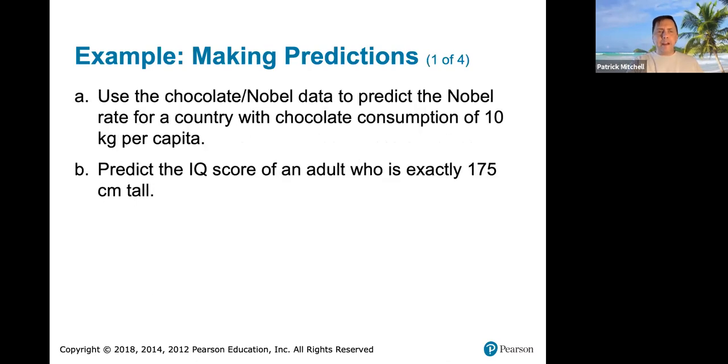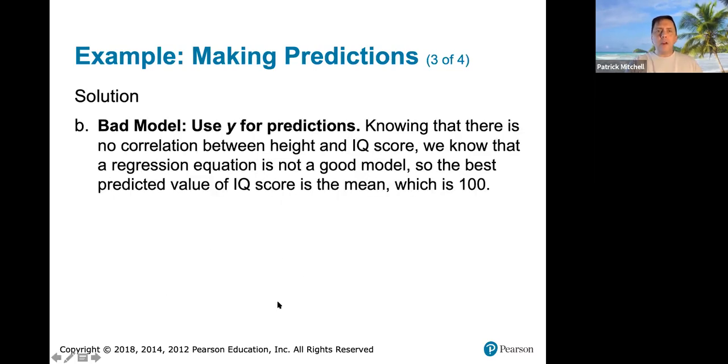If we had a regression equation for height and IQ score of adults, I can pretty much guarantee you that we would decide it's a bad model, because there is no correlation that I'm aware of between height and IQ score. So knowing that there is no correlation between height and IQ score, we know that a regression equation is not a good model. So the best predicted value of IQ score would just be the mean IQ score, which is 100. And that is not necessarily something I would expect you to just know off the top of your head. They've done many examples with IQ score, and I think the mean was almost always 100.